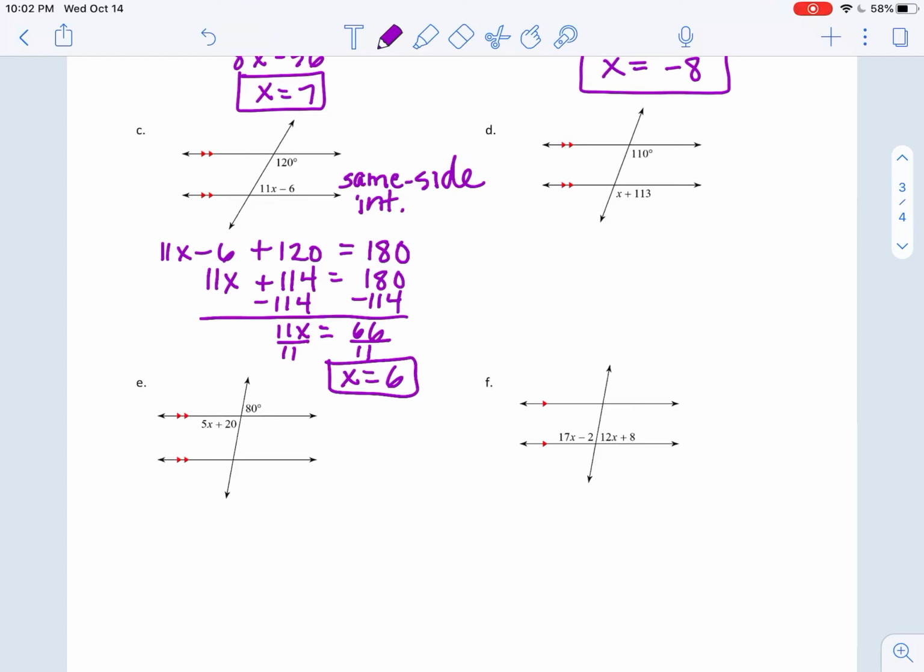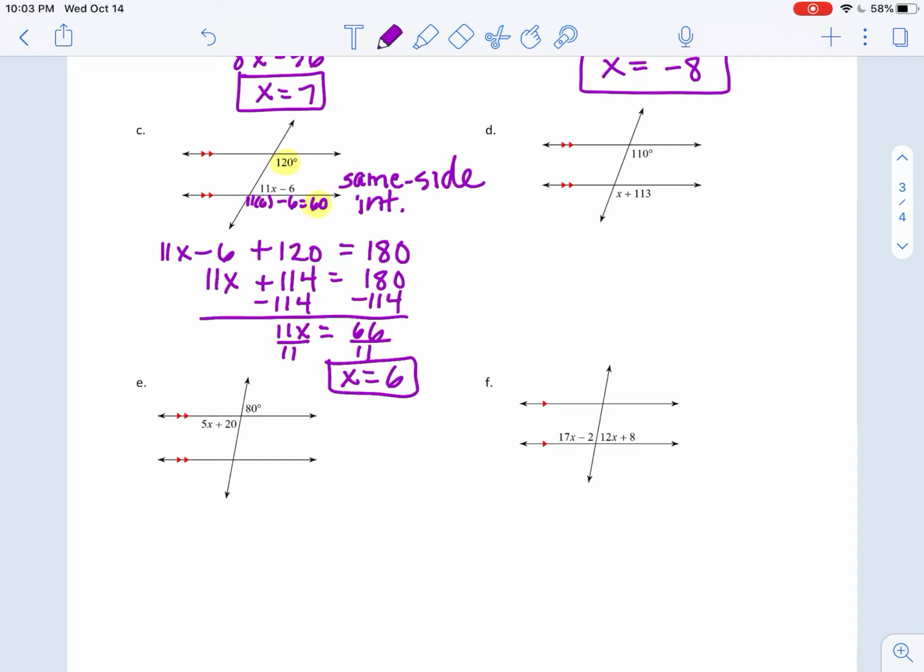Now you could always plug it in to the 11x minus 6 in the picture. If you plug that in, you'd get 11 times 6 is 66. And 66 minus 6 is going to be 60. So again, 11 times 6 minus 6 is going to give you 60. And if you think about then, does my answer make sense? It does, because 120 plus the 60 makes 180. And again, they are supposed to add to 180 degrees.